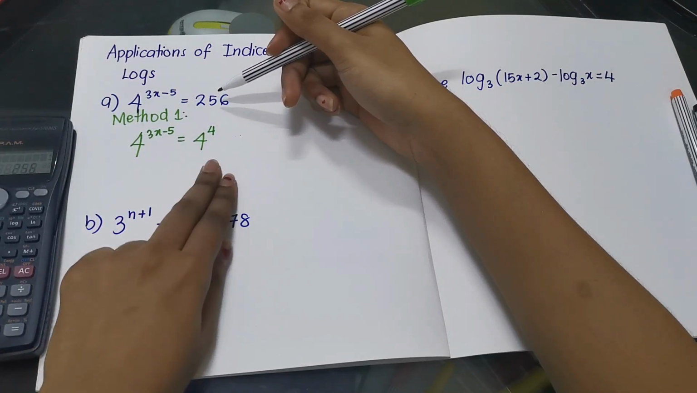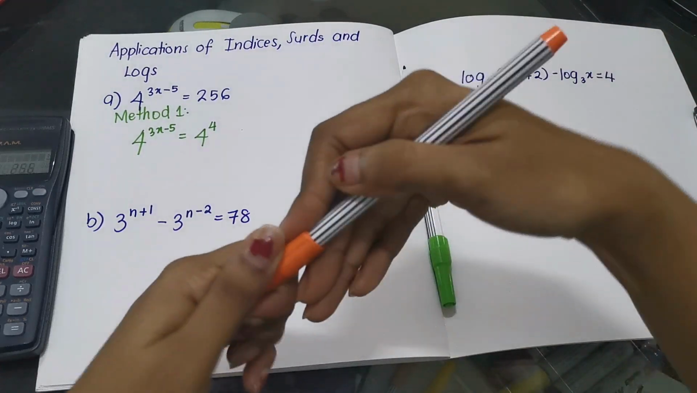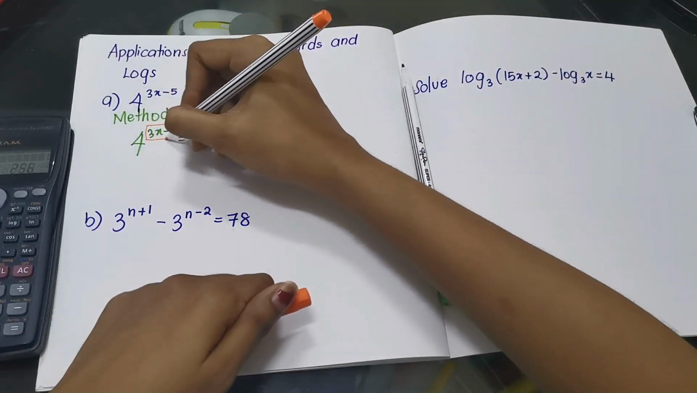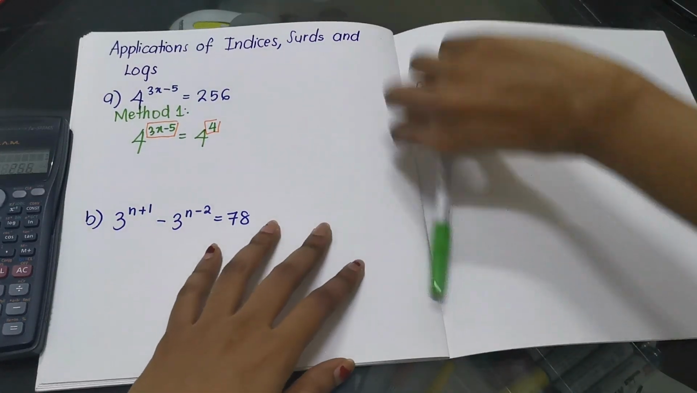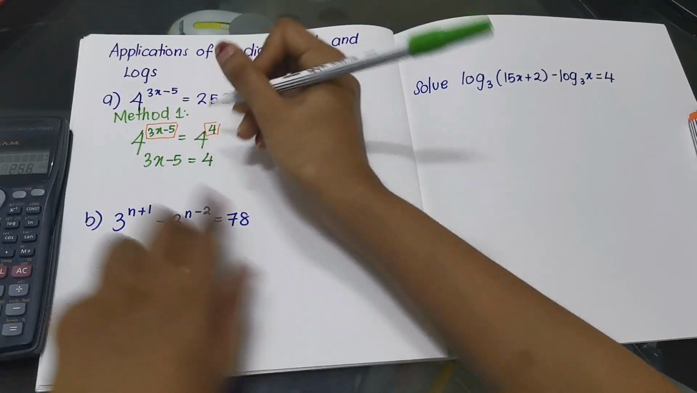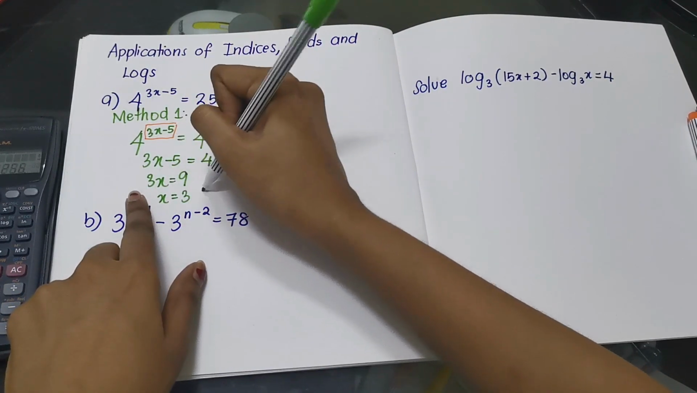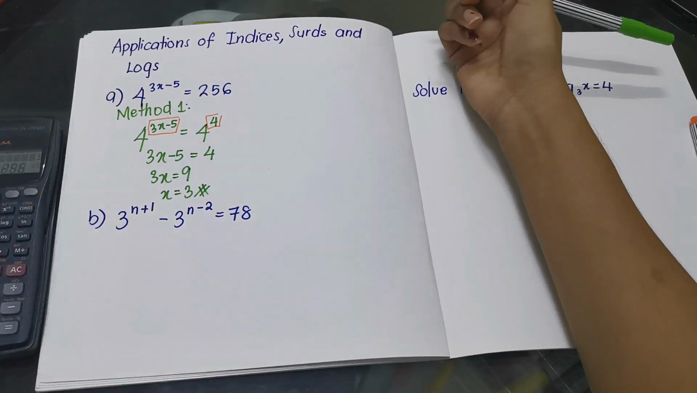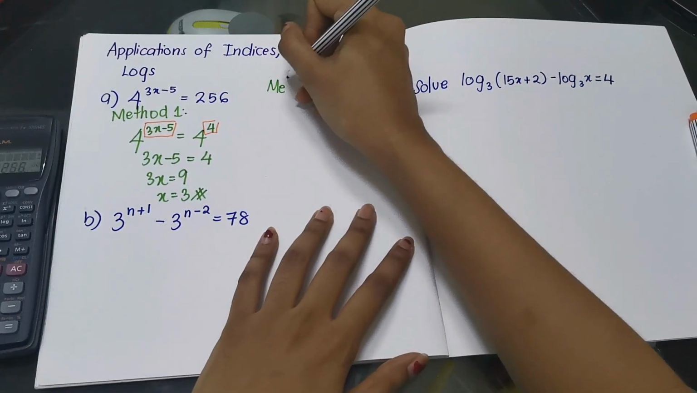Now, since our bases are already equal, we are just going to compare the indices, the index up here. When we compare that, we immediately take 3x minus 5 equals 4. So 3x will be equal to 9, so x will be equal to 3. We immediately get the answer. So this method is quite short. Now let's look at method 2.